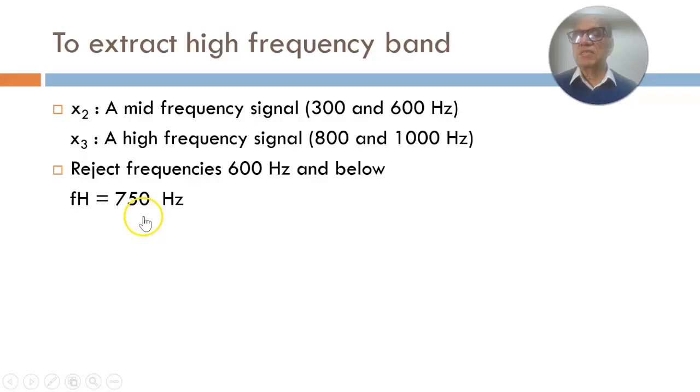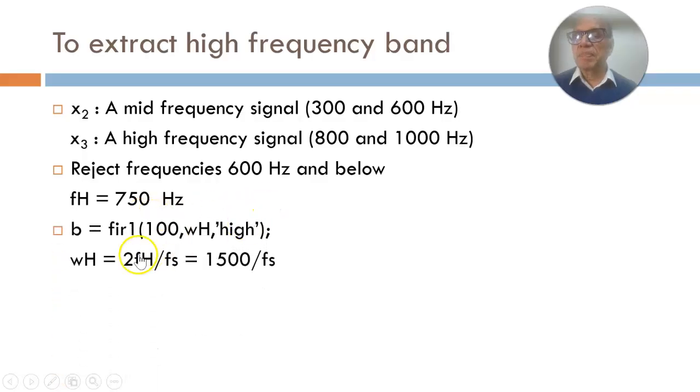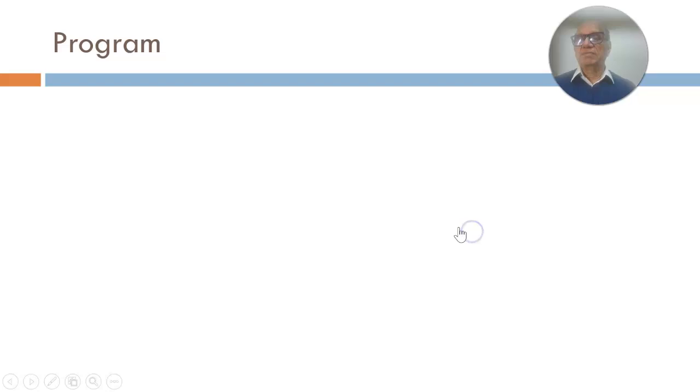So let us choose it to be 750 Hertz. In that case, your normalized cutoff frequency is 2FH by Fs. So this is equal to 2 into 750, that is 1500 divided by Fs. All right. So with those basics out of the way, let us now write the program. So this is as usual, you clear everything.